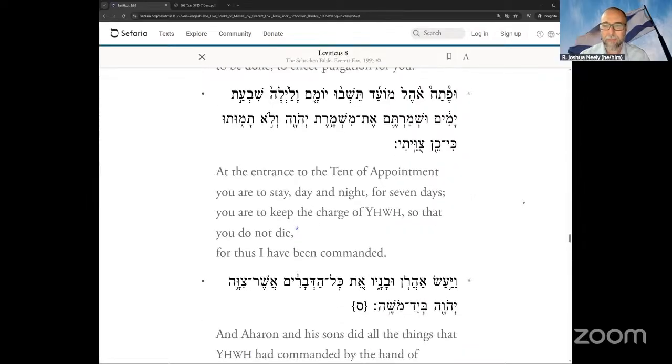And then 35, at the entrance to the tent of appointment, you are to stay day and night for 7 days. You are to keep the charge of Adonai so that you do not die. For thus I have been commanded, meaning Moses has been commanded to instruct them that they are to keep that charge. Now, again, we are getting a play on words, well, not a play on words, we're using a repetitive root within the Hebrew, ushmartem et mishmeret, right? That you are guarding, you are observing, you are keeping. All of those words can work for that root. The observance, the charge, the keeping that God has decreed. And the intent of this is to avoid death.